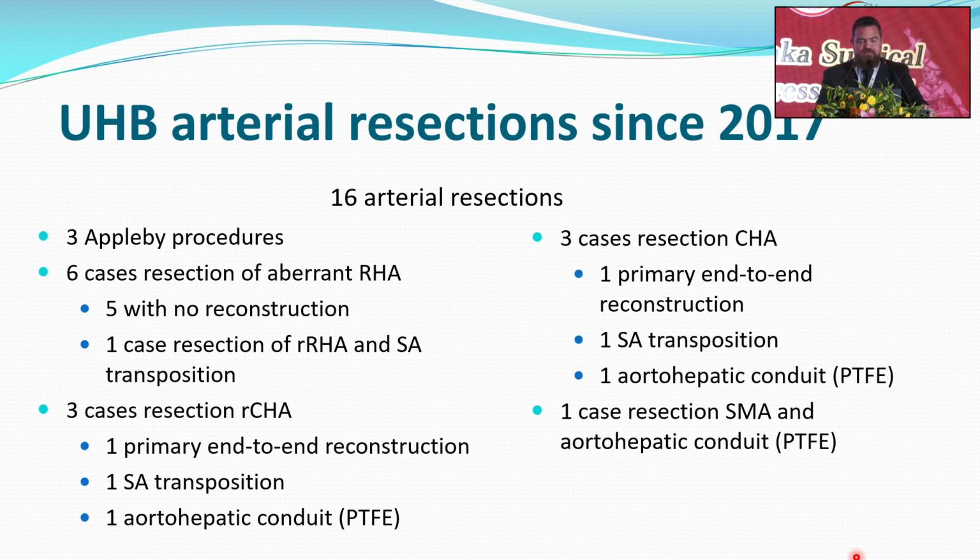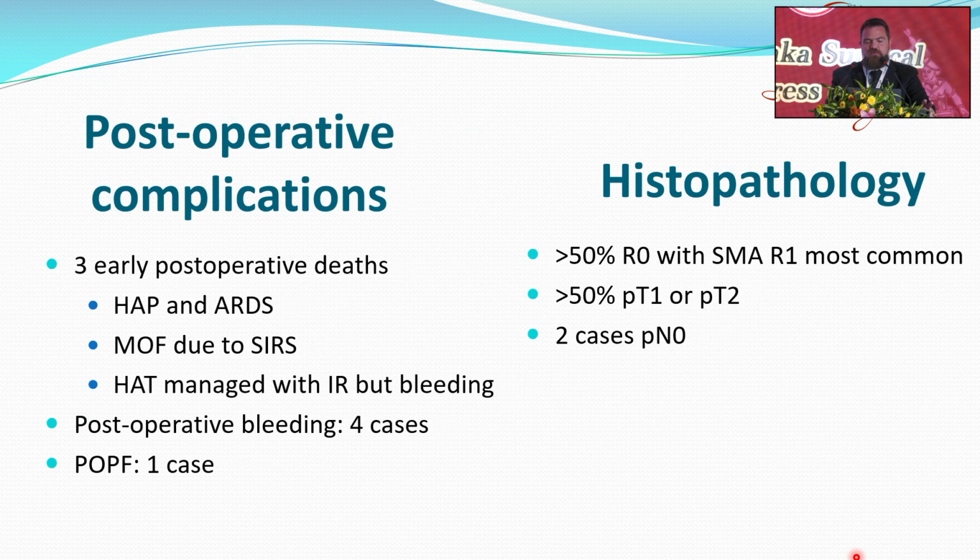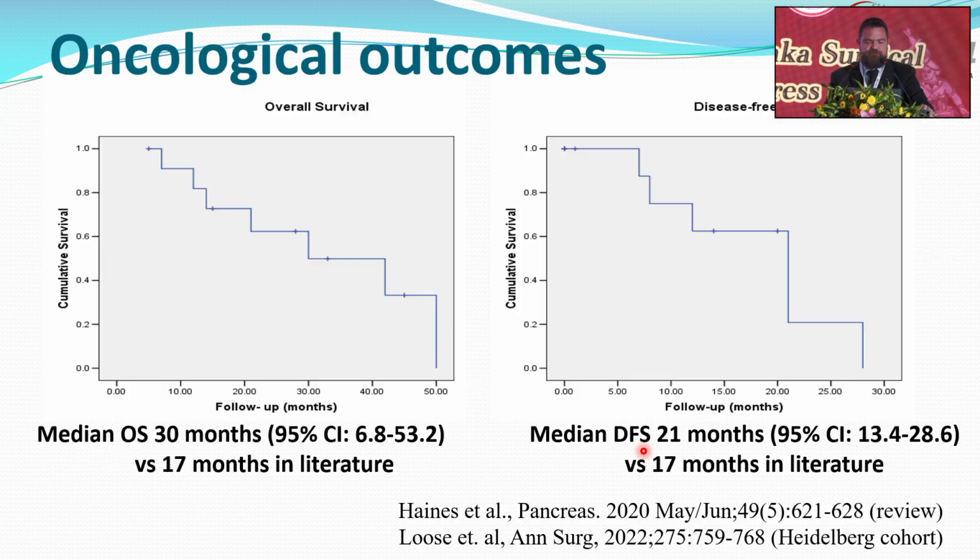So we've done 16 arterial resections for the last 6 years. For half of them, we did not need a reconstruction. I have a few examples for you later. You can see the various case mix there. We had 3 postoperative deaths, 1 from surgical complication, 2 from medical complications over the first 48 hours. You can see how the pathology is. You would expect all these tumors to be at least T3, T4, but more than half of them, pathologically, were T1 and T2. In 2 cases, there was even no residual disease.